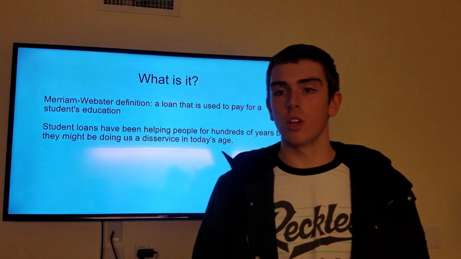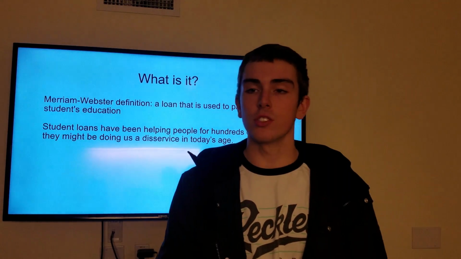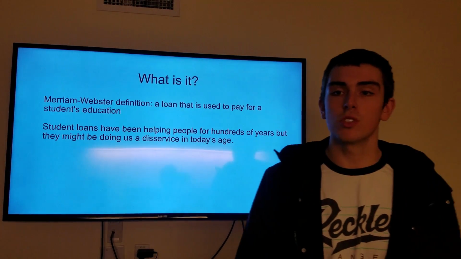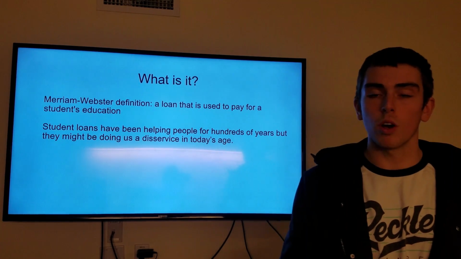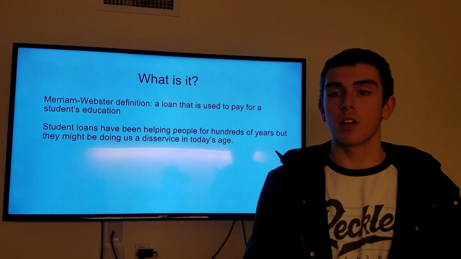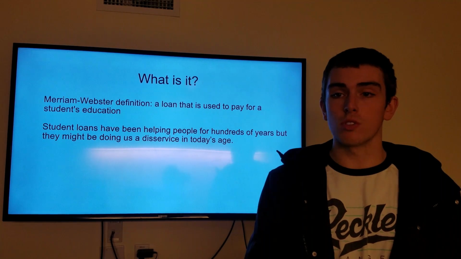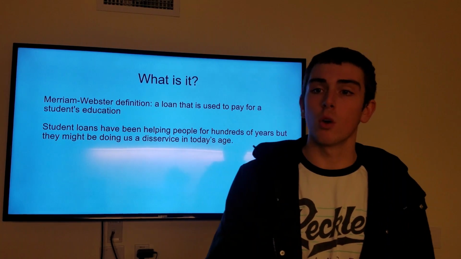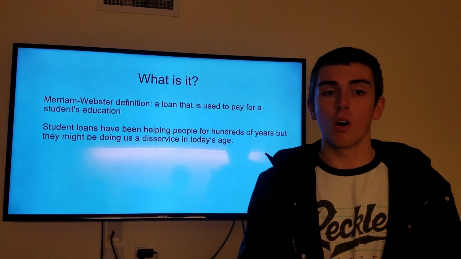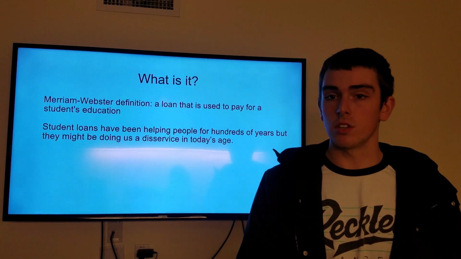So what are student loans? Well, the Merriam-Webster definition is a loan that is used to pay for a student's education. And why is that important? Well, because each year roughly 20 million Americans pull out student loans to pay for their tuition. About 12 million, or about 60% of those are the Stafford loan and the Perkins loans.